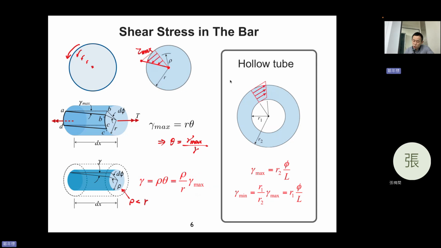So you can imagine that your gamma not max. The gamma is actually the ratio between the rho and the R. Okay, so gamma not max, gamma is equal to the gamma max times a factor, a ratio. And this ratio is actually the ratio rho to the R.